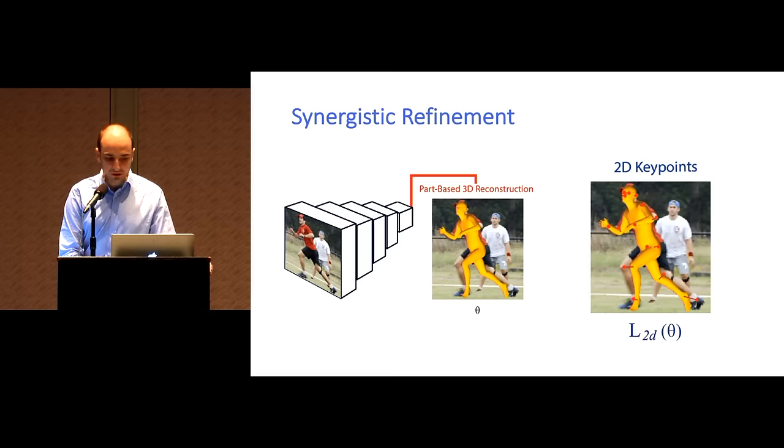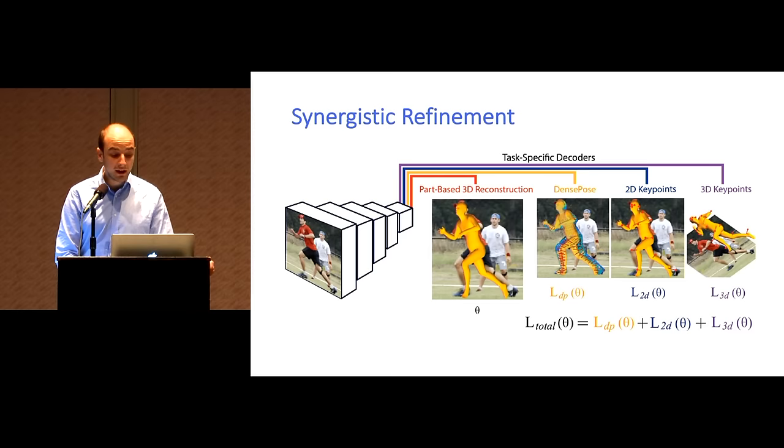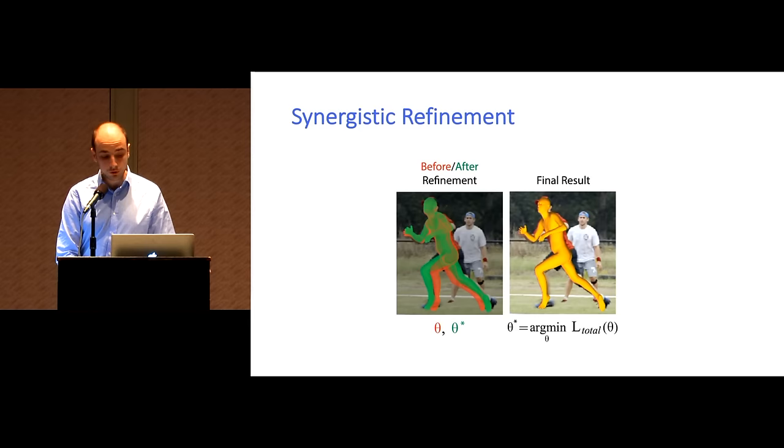So we trust the 2D FCN results more and penalize model parameters if their 3D reconstructions do not project well to bottom-up key point estimates. And we extend this further with a multi-task network with predictions for dense pose, 2D key points, and 3D key points. These predictions define a misalignment loss between the top-down 3D model predictions and the bottom-up pose estimates. We minimize this loss with respect to theta and achieve large improvements in terms of alignment.